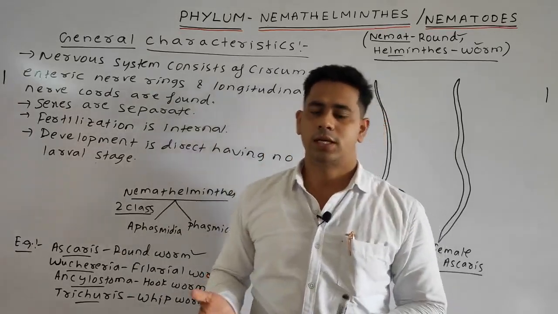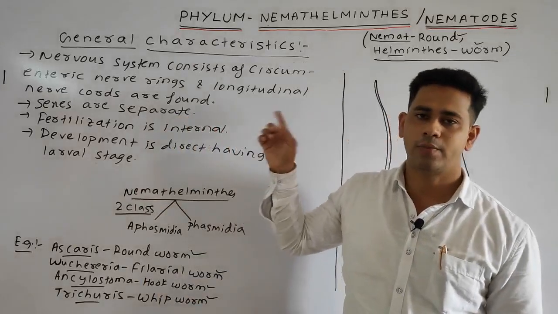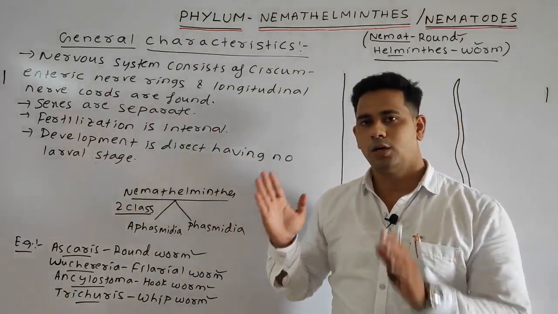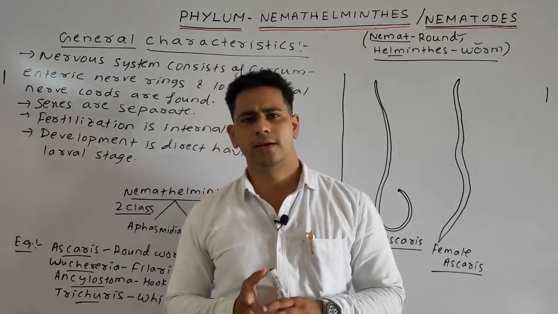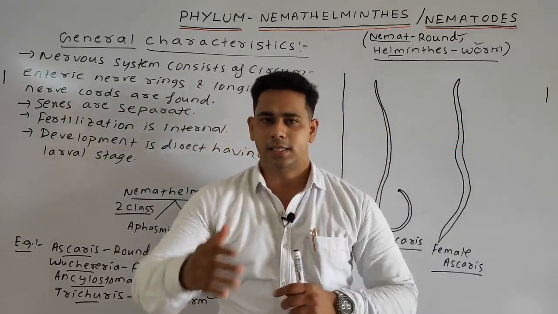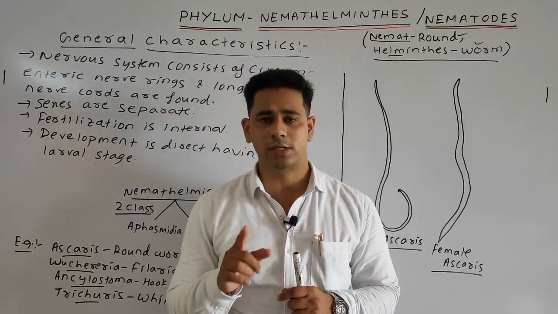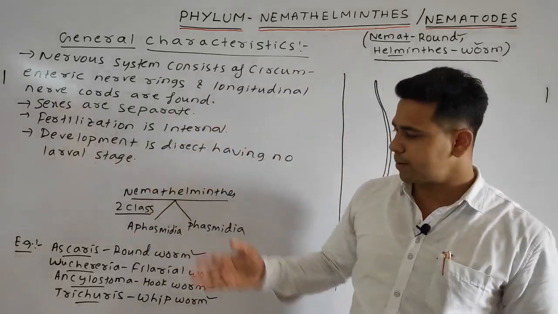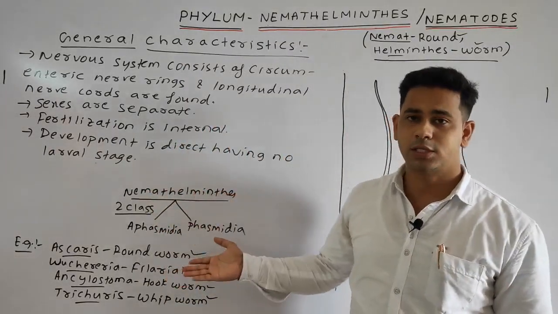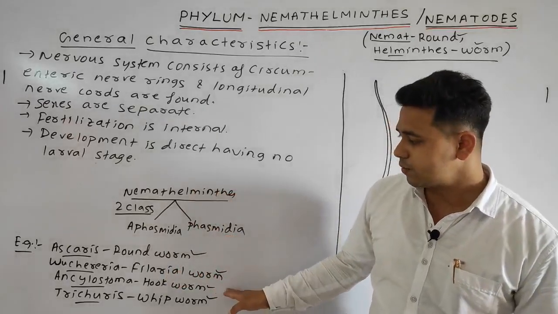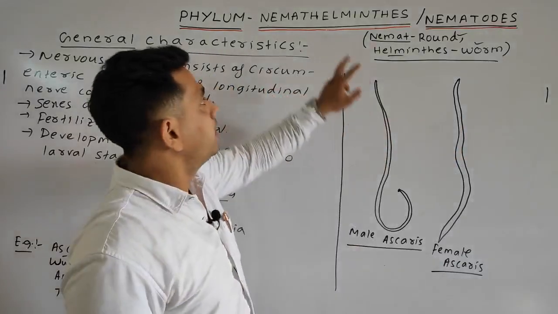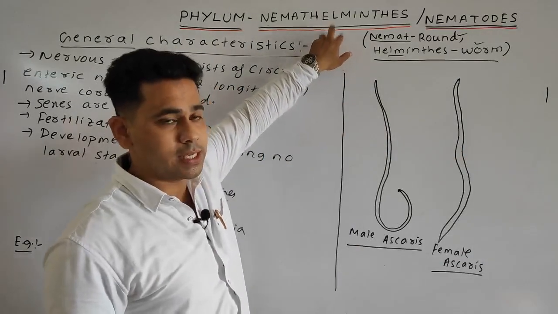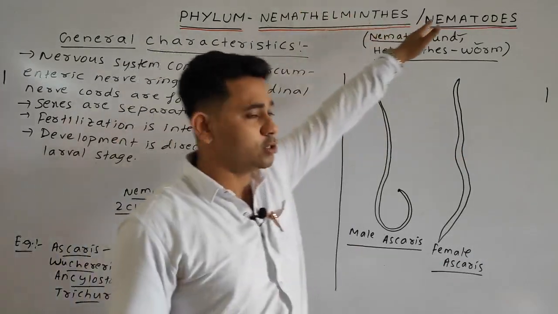Further, we discussed that the nervous system consists of circumenteric nerve rings, and longitudinal nerve cords are also found. Sexes are separate, fertilization is generally internal, and development is generally direct, having no larval stages. We also discussed some general examples such as the roundworm, hookworm, filarial worm, and whipworm. Commonly the Nemathelminthes are called roundworms, and also known as nematodes.